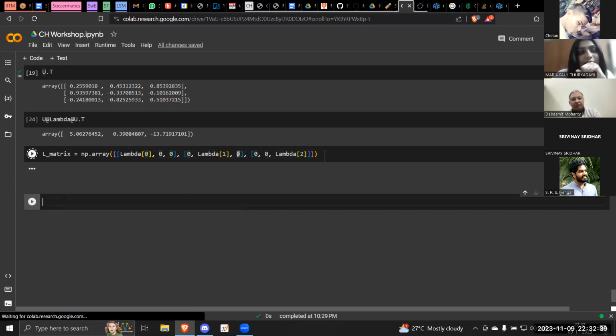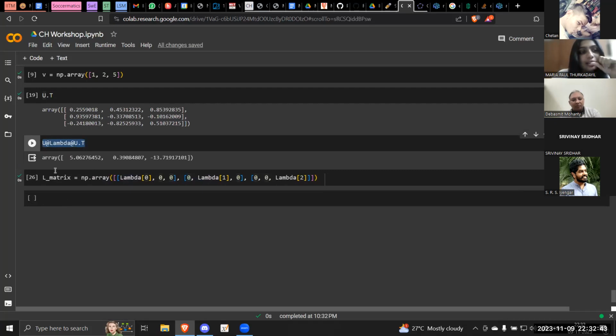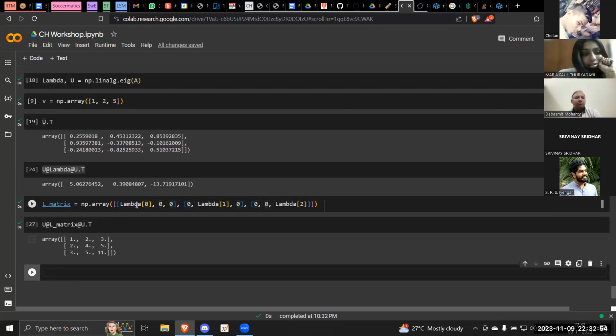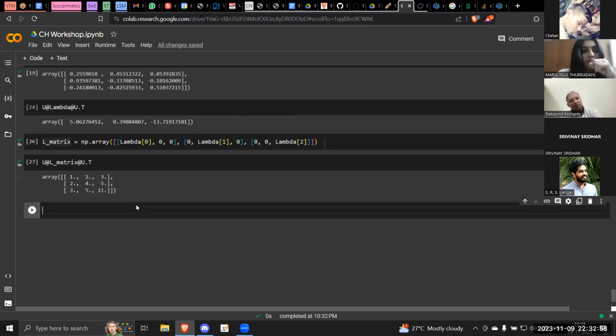Lambda is a vector, not a matrix. If you put lambda on the right side, it gives a column vector. If you put it on the left side, it gives you that. That's correct, whatever they were supposed to say. We just had to do that. So 1, 2, 3, 2, 4, 5, 3, 5, 11. Yeah, we're getting it right.